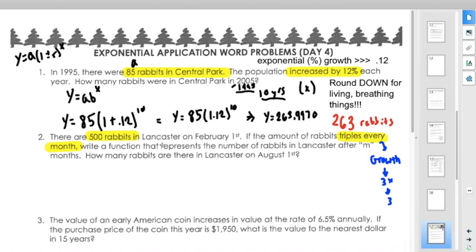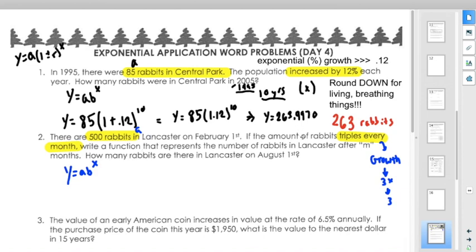Okay, so we know it's exponential. What do we think this 500 is? That is A. That's our initial value, our starting value. So let's get this down. Y equals AB to the X. Do we know what X is? We can figure it out.